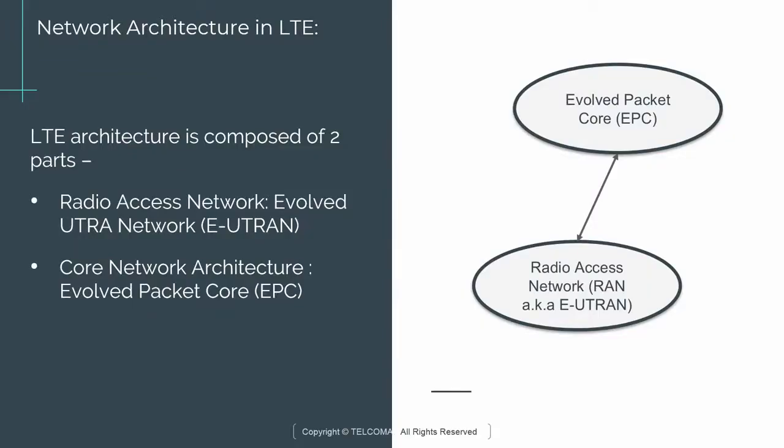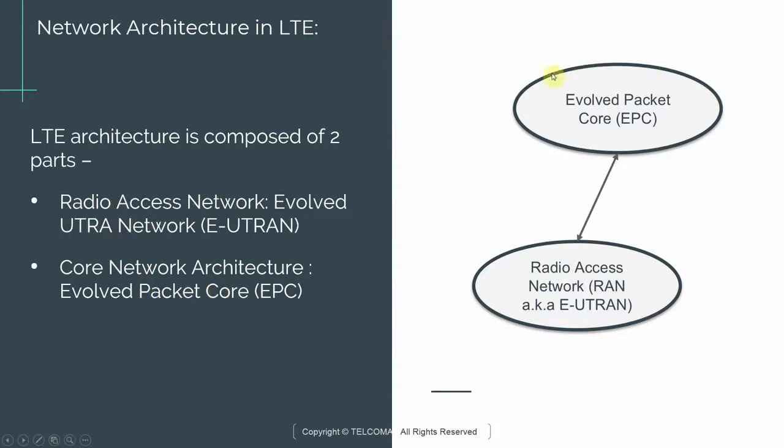So the LTE architecture is actually composed of two parts on a very high level. You have the evolved packet core, or EPC as it is referred to, and then you have a radio access network, which is referred to as RAN, also known as EUTRAN. Here EUTRAN just stands for Evolved Universal Terrestrial Radio Access Network. For short, we're just going to call it RAN moving forward, since it's easier to understand. This refers to radio access network.